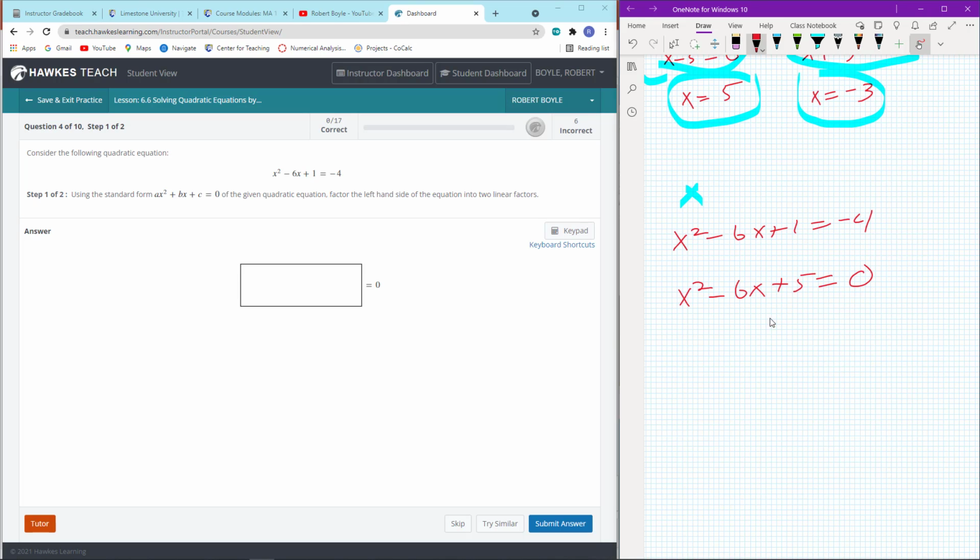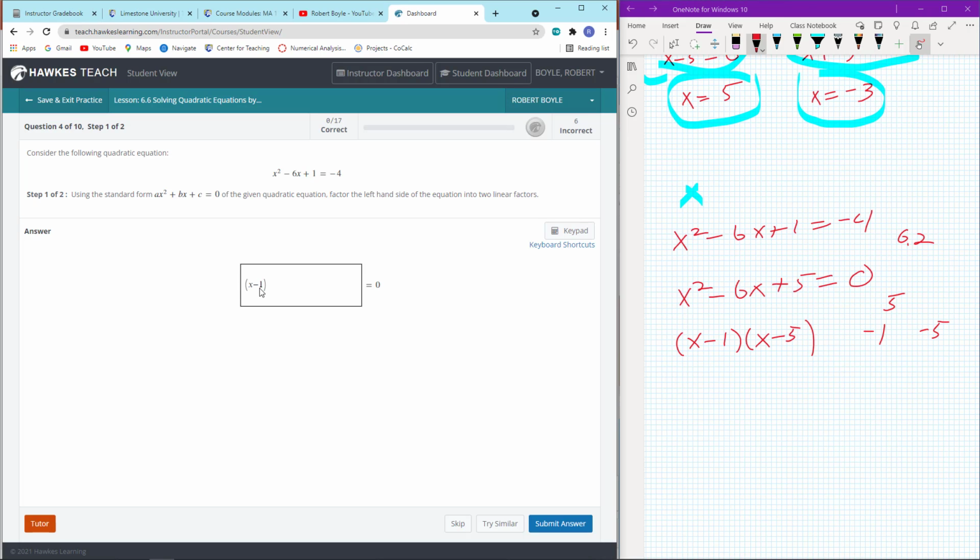Now we need to factor it. Now, once again, this is basically a 6.2 type problem. So what I want to do is find factors of 5 that will sum to negative 6. And those would be negative 1 and negative 5. Negative 1 times negative 5 is 5. Negative 1 minus 5 is negative 6. So now I can write this as x minus 1 times x minus 5.